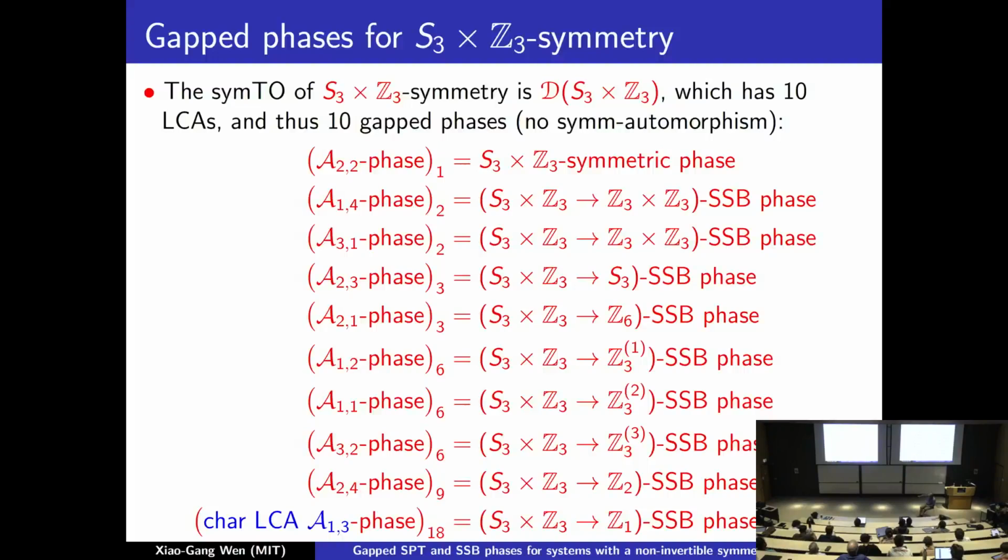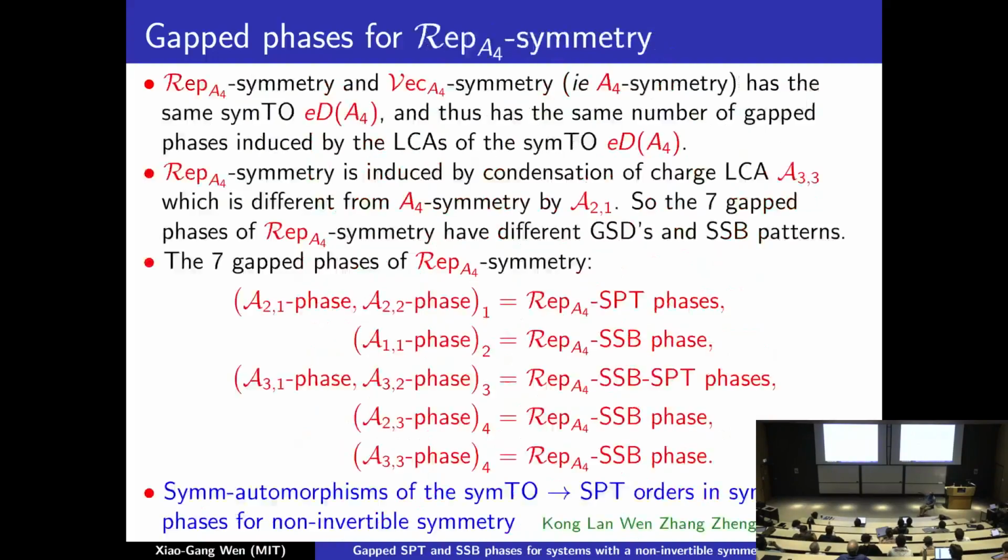You can do this for the Rep A4 symmetry. The result is that for Rep A4 symmetry, we also have SPT states, because we have a ground state with determinant 1, and two in the same class with the ground state determinant 1. So Rep A4 also has two SPT states, a trivial one and a non-trivial one.